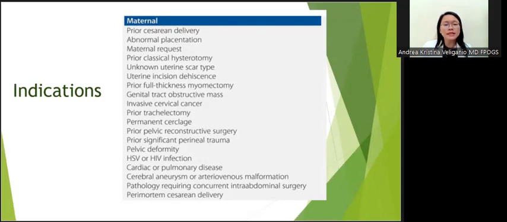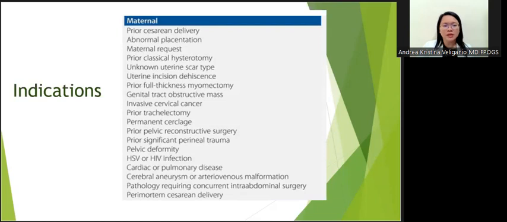Okay, genital tract obstructive mass. If there's a vaginal mass or a cervical mass, then you have to do cesarean section. Your patient had previous cervical procedures resulting in fibrosis of the cervix, and you have to do cesarean section, or permanent cerclage. Your patient has repeated pregnancy loss and the cervix is weak and they apply a permanent cerclage, then they have to undergo cesarean section.